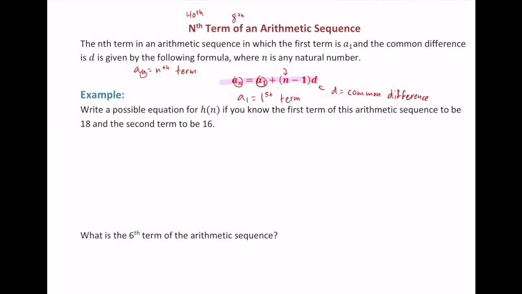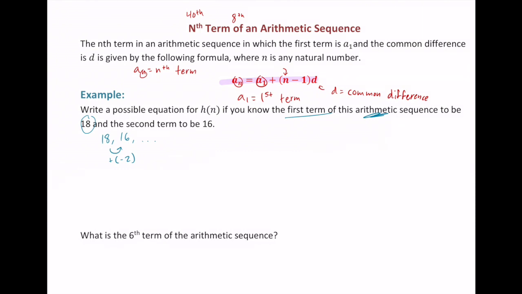The problem tells us the first term of the sequence is 18, and the second term is 16. So we're going to start our list with 18, and then we're going to go to 16, and then the list keeps going from there. So this is an arithmetic sequence. We want to find out what number we are adding every time. So I know right here, if I add negative 2 to 18, that gets me 16.